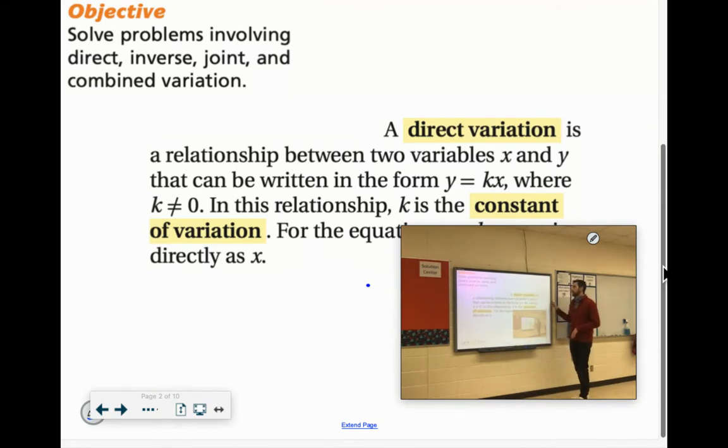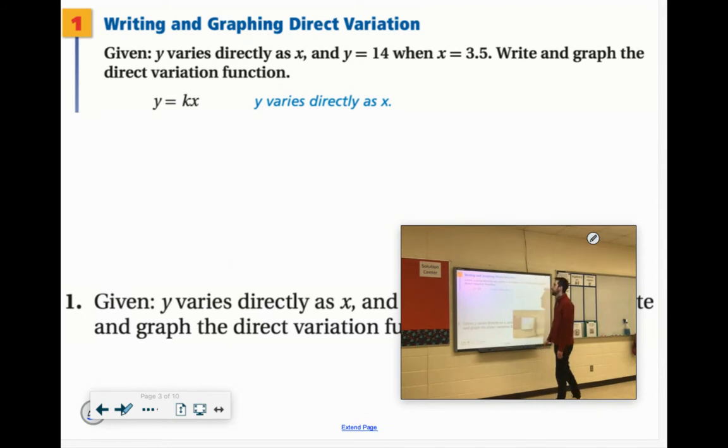Direct variation is a relationship between two variables, x and y, that can be written in the form of y equals kx, where k is not 0. It stands for the constant of variation. So let's try one out.